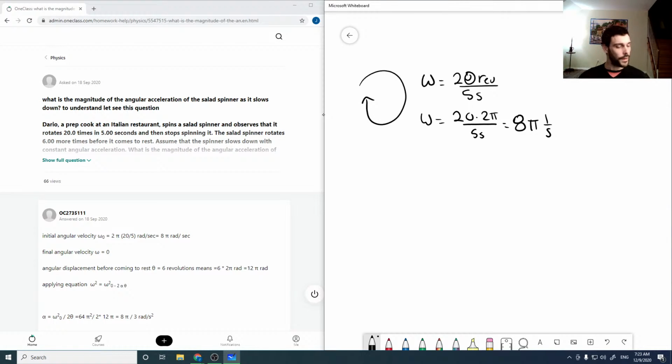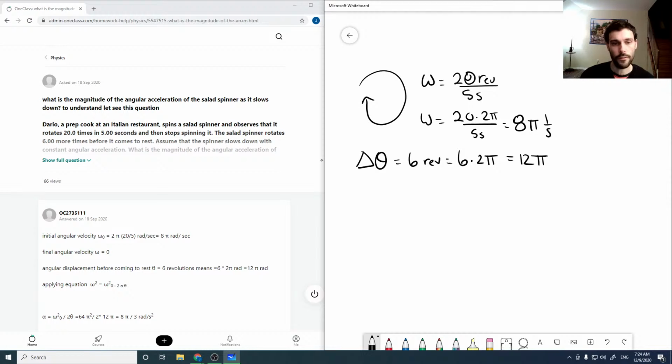And then he stops spinning it, and it slows down at a constant angular acceleration, and it rotates 6 more times. So our delta theta after stopping it is 6 revolutions, which is equal to 6 times 2 pi radians, or 12 pi. And it asks, what is the magnitude of the angular acceleration?